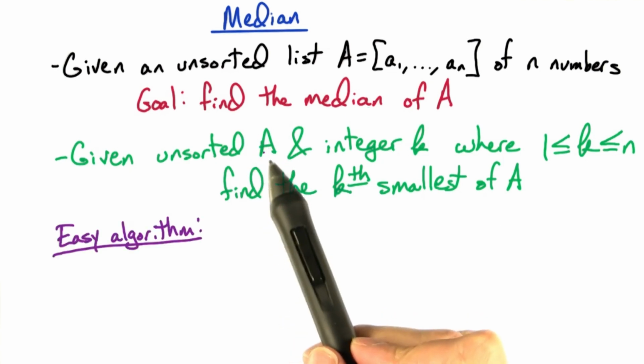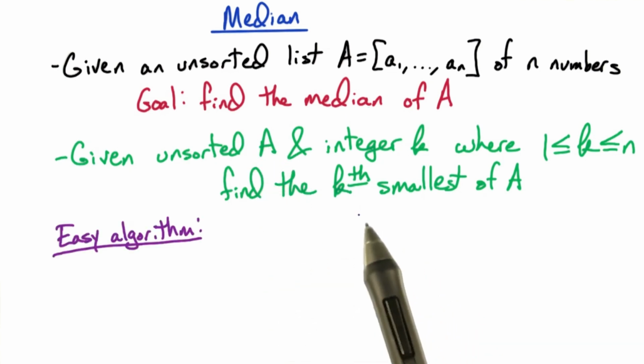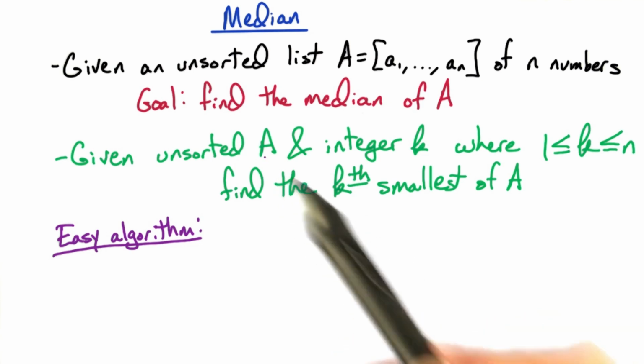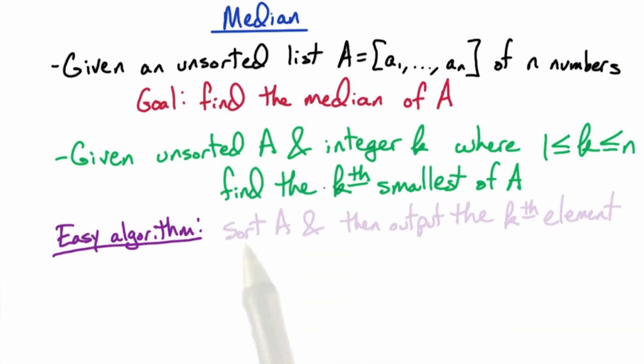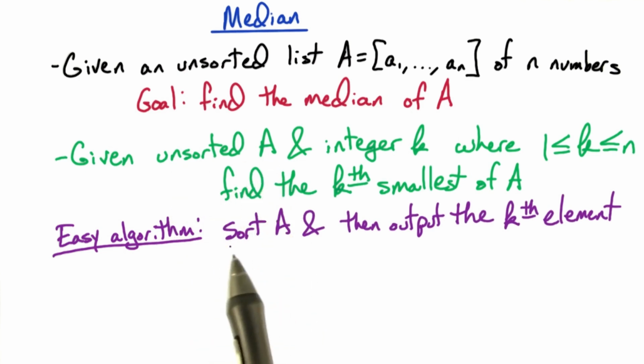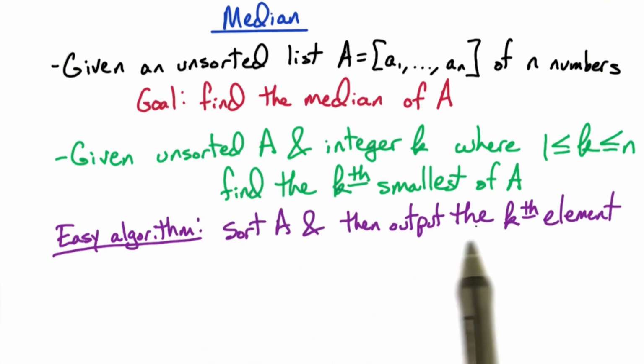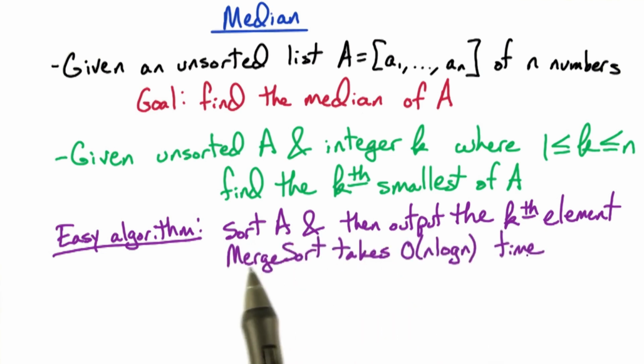Now if A happens to be sorted, then it's easy to find the k smallest. We just output the kth element of the sorted list. So that gives us a very trivial algorithm for solving this problem. Given an arbitrary A, we simply sort A, and then we output the kth element of this sorted list. How long does this algorithm take? Well, merge sort, or several other algorithms, take order n log n time to sort A. So the total runtime of this algorithm will be order n log n.